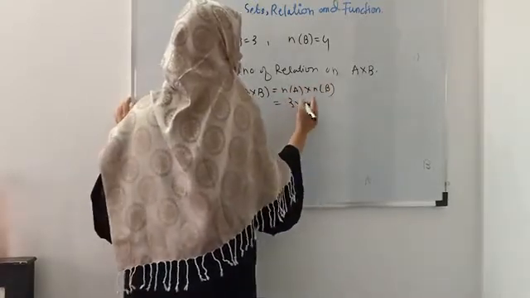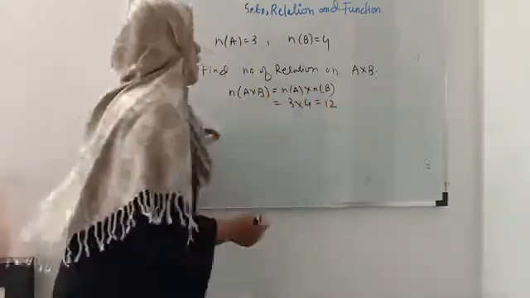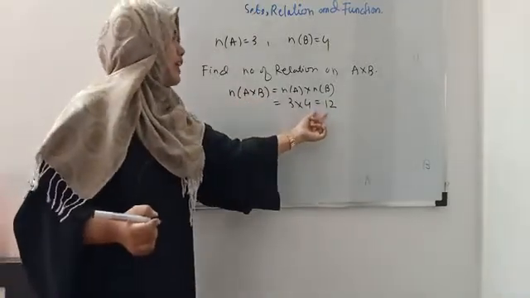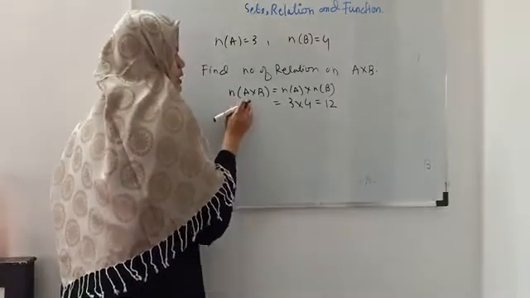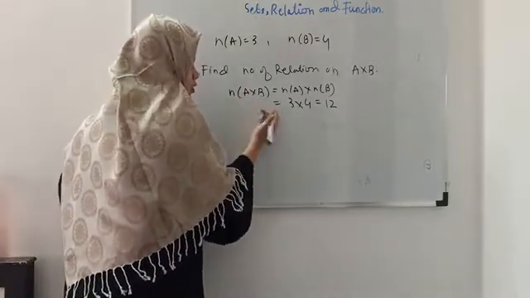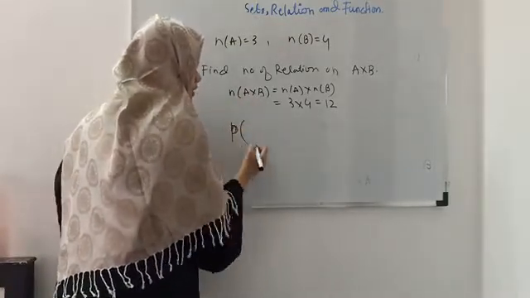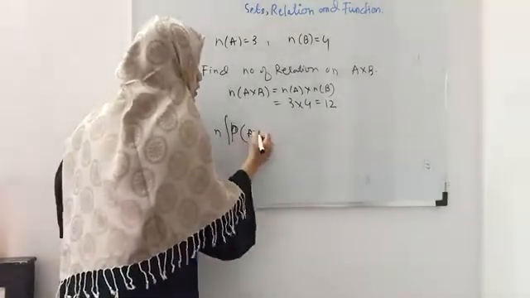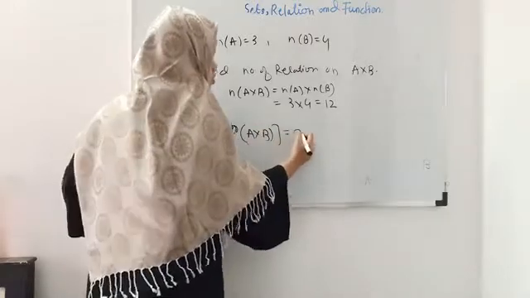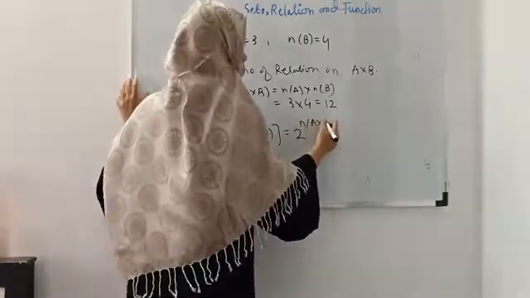So first of all, n of A cross B will be n of A into n of B. That is 3 into 4, which is equal to 12. तो n of A cross B की कार्डिनलिटी कितनी होगी? 12 होगी। तो इसके सबसेट कैसे निकालोगे? How many subsets will be there in A cross B? It is power set, right? So the n of power set of A cross B, and we know that, is equal to 2 raised to n of A cross B.